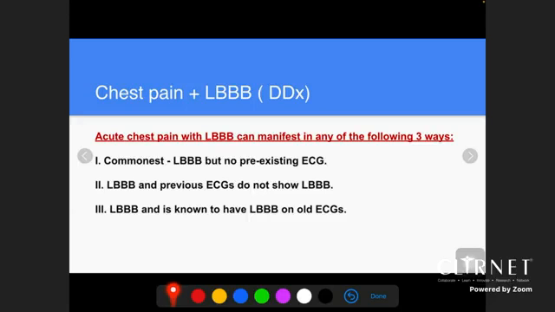In case you cannot get the old ECGs, even so, some patients will keep one copy in their wallet or in their mobile phone.